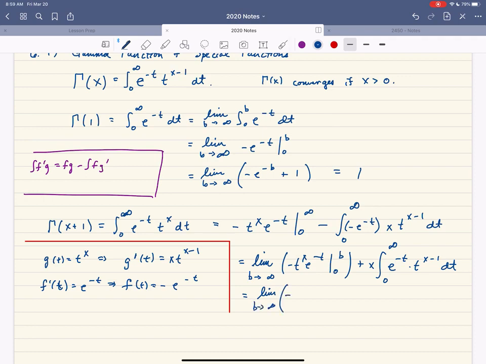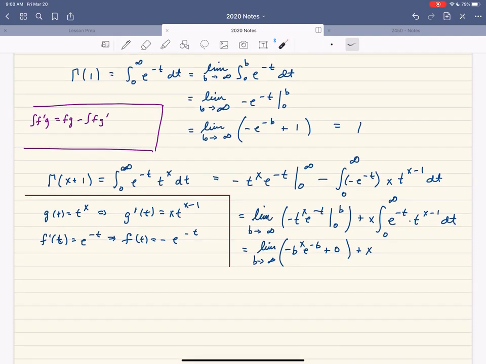And so the first bit is this limit as b goes to infinity. If I plug in b, you get negative b to the x, e to the negative b. And if you plug in t equals 0, you'll get 0. And it turns out for any fixed value of x, this first part is also going to be 0. So this goes to 0, this is already equal to 0, and so this first limit is going to be 0. And then the last thing we have to do is recognize what this integral is. It turns out that that integral is just gamma of x.